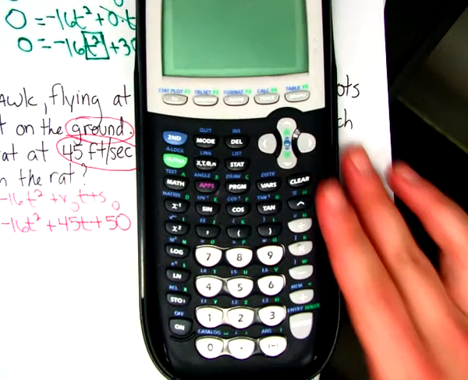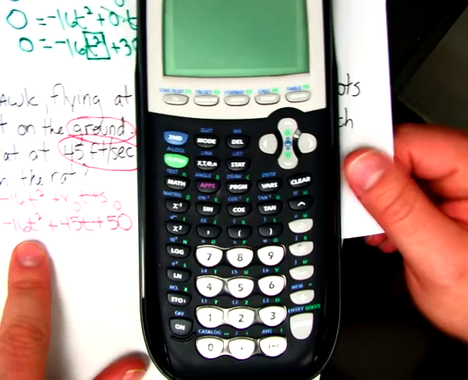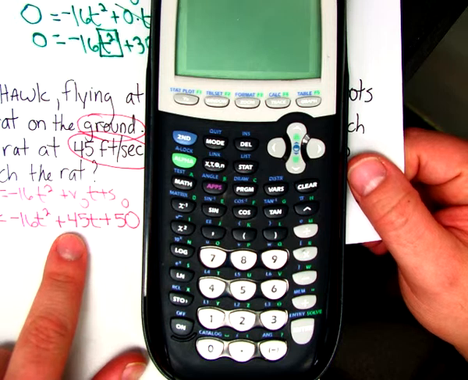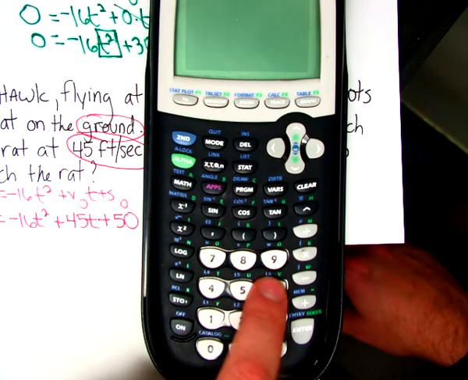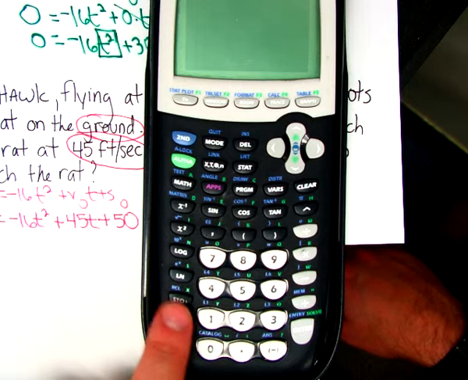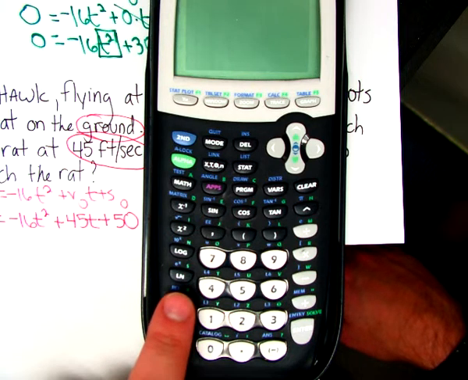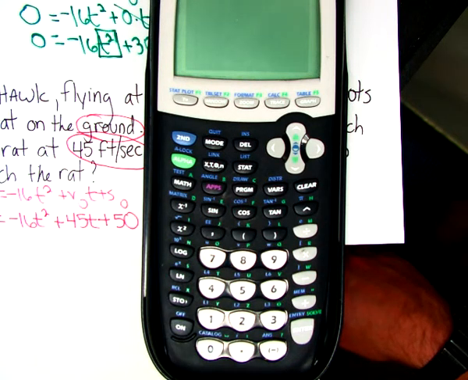So if we're going to take negative 16 and we want to put that in as A, and 45 as B, and 50 as C, watch what we're going to do. Type negative 16 into the calculator. And now right here where it says store on the calculator, we're going to push the store button. And we're going to store that as our A value.